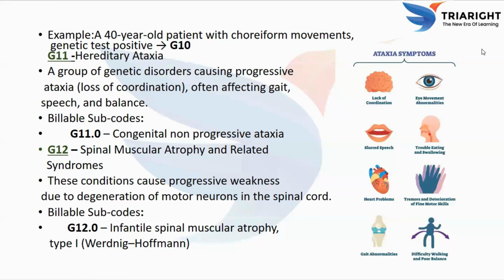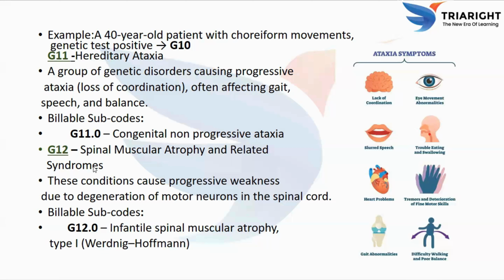These are the ataxia symptoms on the right side of the slide. What are the symptoms? Lack of coordination in the brain. You can also find eye movement abnormalities, slurred speech, trouble eating and swallowing. You can also see heart problems, tremors and deterioration of fine motor skills. I already told you the motor nerves are getting damaged, with gait abnormalities, difficulty walking and poor balance, right?